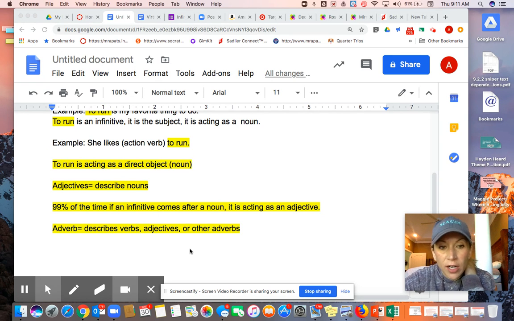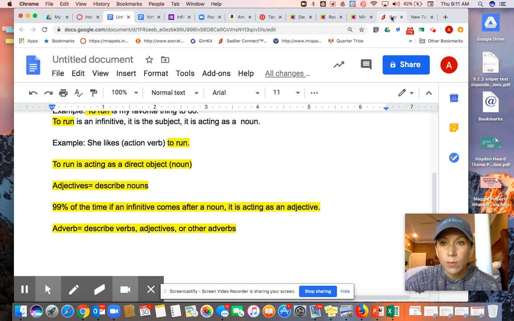Adverbs describe verbs, adjectives, or other adverbs. Okay? That's what an adverb does. So, if you have an infinitive that's describing a verb, which means telling you more about the verb, describing an adjective or describing an adverb, then it's acting as an adverb.